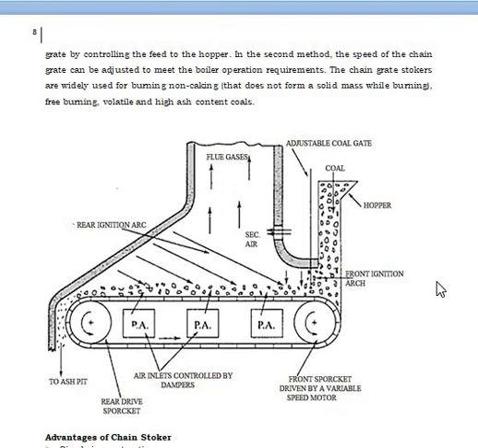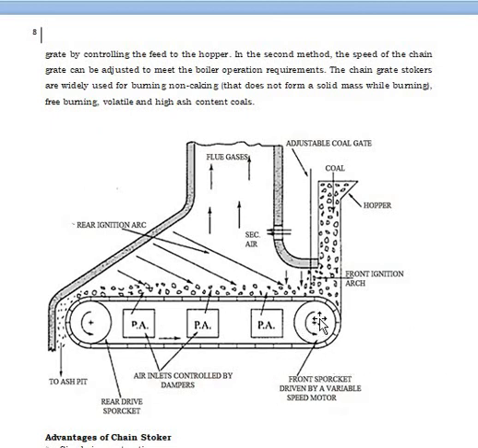The chain grate stokers are widely used for burning non-caking coals, which do not form a solid mass while burning, free burning, volatile, and high ash content coals. You can see the figure here.